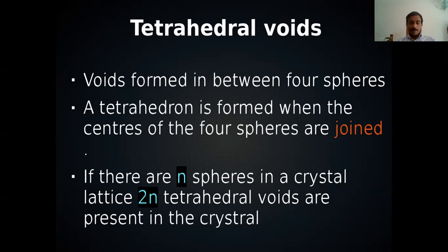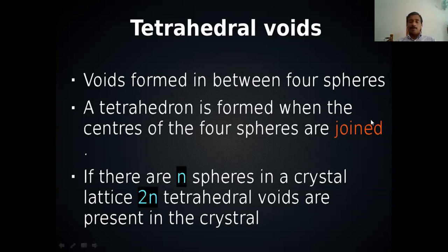For example, if you consider a face-centered cubic crystal, FCC unit cell, you know the total number of particles is 4. So how many tetrahedral voids will be present? 4 into 2, that is 8 tetrahedral voids will be present. In a face-centered cubic unit cell, total number of particles is 4, therefore 8 tetrahedral voids are present.